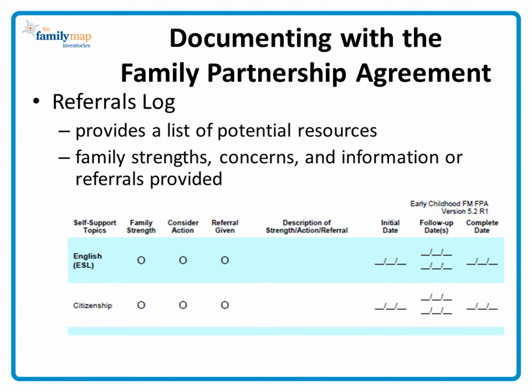The Family Partnership Agreement has 2 main areas. The top is where you would list any family strengths you see in the family. Where you could mark consider action, where you see a topic you want to talk to a family about, but you're not going to do it right now. So you're red flagging that topic to remind yourself to go back and ask about this topic.